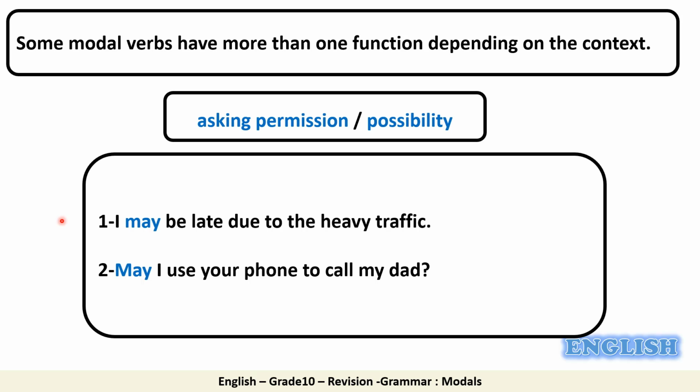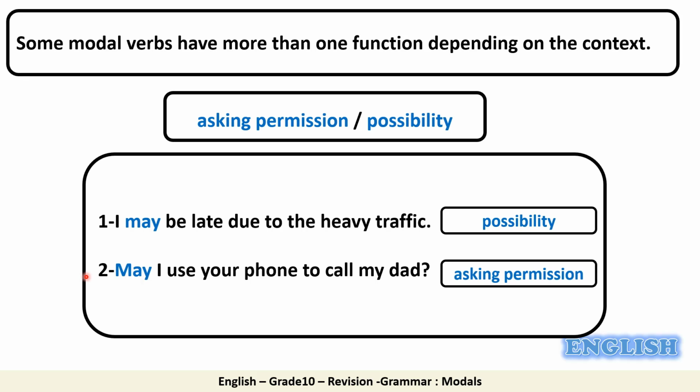Let's share answers. The first one, I may be late due to the heavy traffic. Here, may expresses possibility. Very good. While in the second sentence, may I use your phone to call my dad? Here I'm making a request and I'm asking permission. Very good. Permission to use your mobile phone.